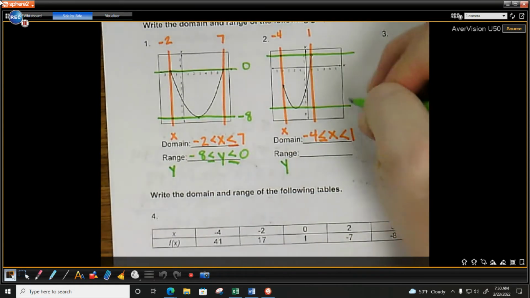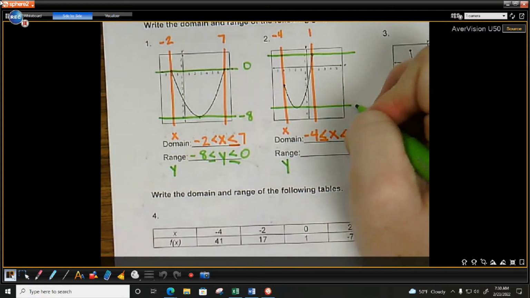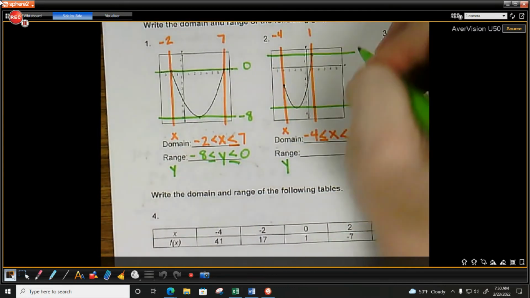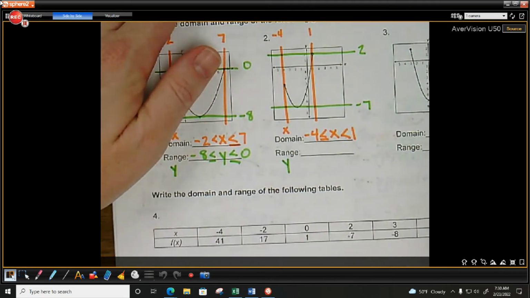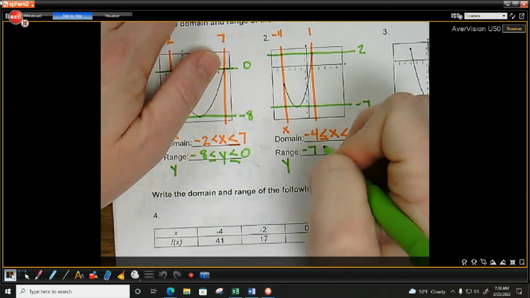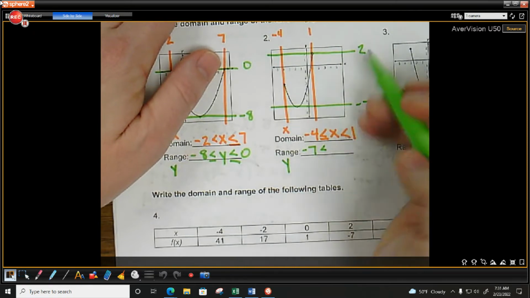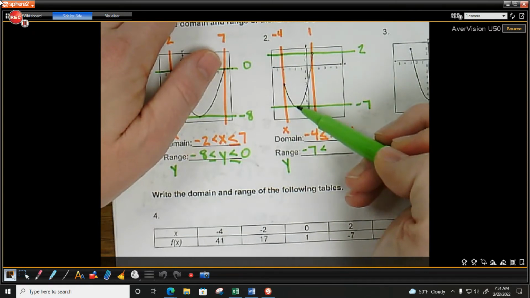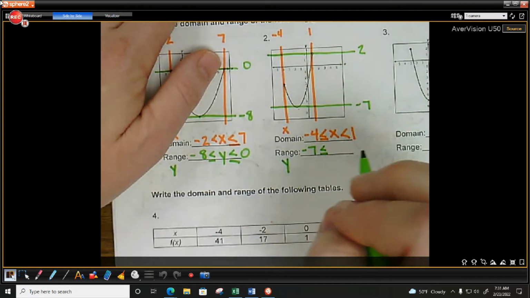Where's this bottom line hit? -7. Where's the top line hit? 2. Small to big. So how am I going to write my range? Do I put the equal to on it? Do I have an open dot at -7? No, there's no open dot there, so do I put the equal to? Yes. The only time you don't put the equal to is arrows and open dots.